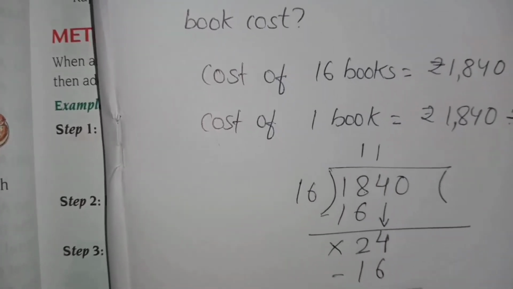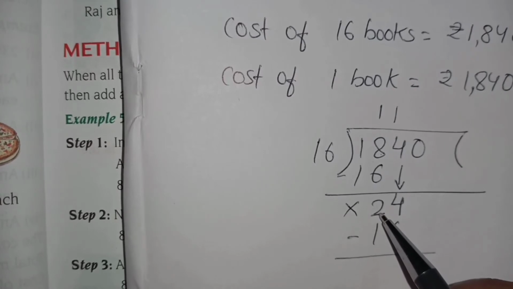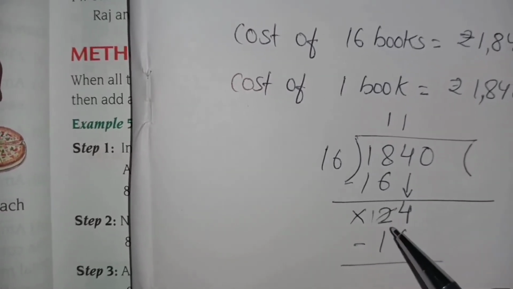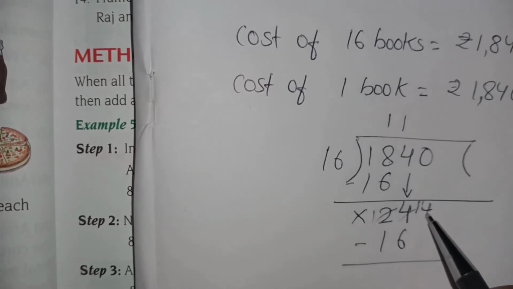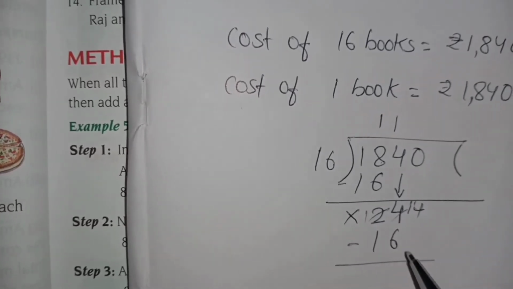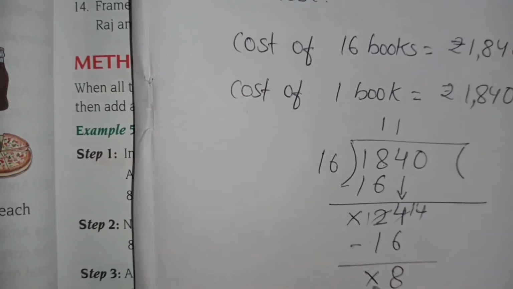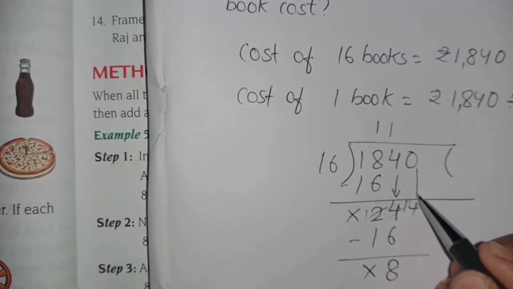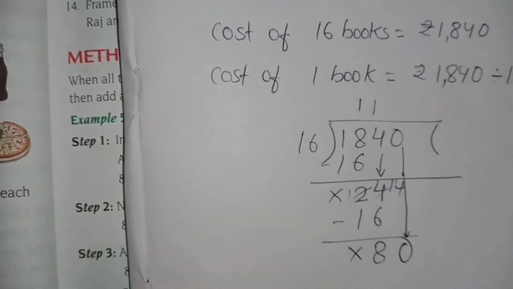Now let's subtract this. From 4 we cannot subtract 6, so this 4 will take 1 borrowing from this 2. So this 2 will become 1 and this 4 will become 14. So 14 minus 6 is 8. And 1 minus 1 is 0, so put the cross. Now bring this 0 down. Now it has become 80.